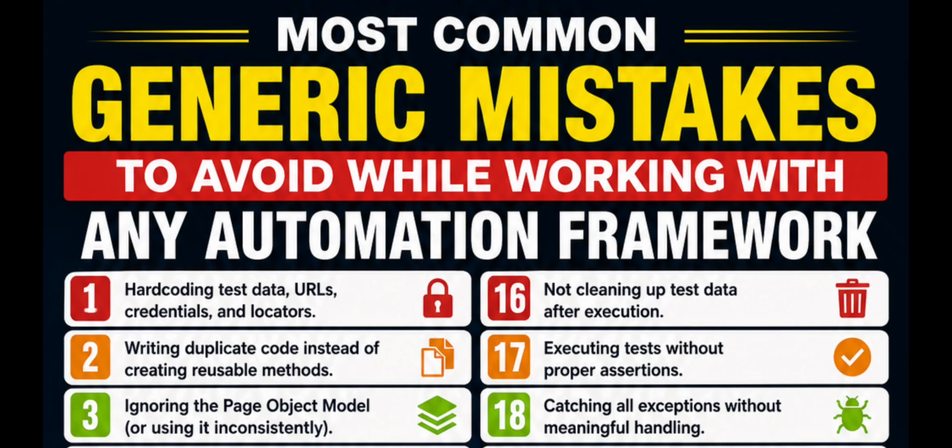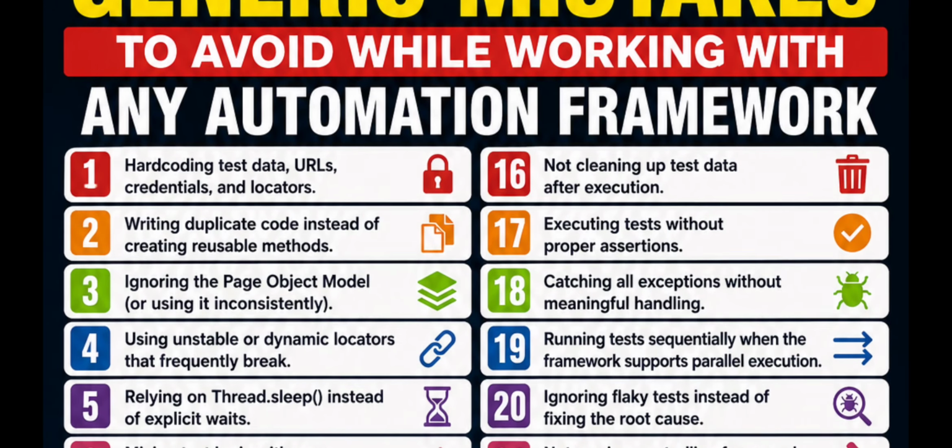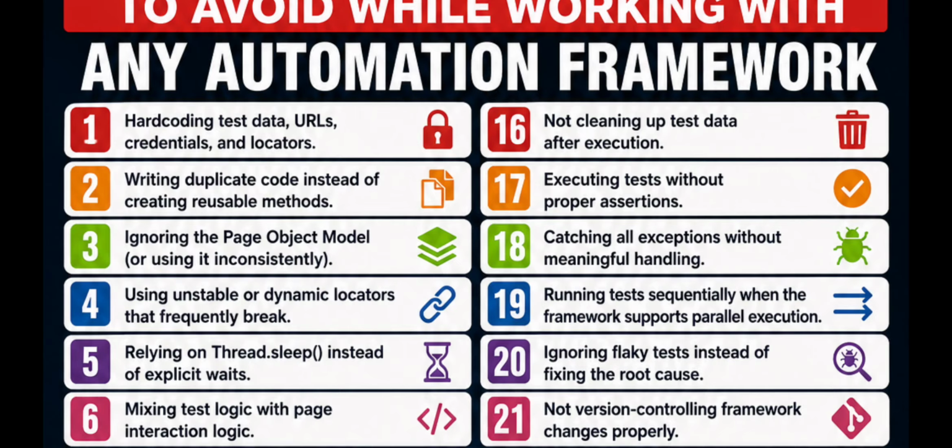Okay, let's get started. The first thing that you need to avoid is hard coding the test data, URLs, credentials, and locators in the framework. And the second thing that you need to avoid is writing the duplicate code instead of creating the reusable methods. And the third thing that you need to avoid is ignoring the page object model or using it inconsistently.